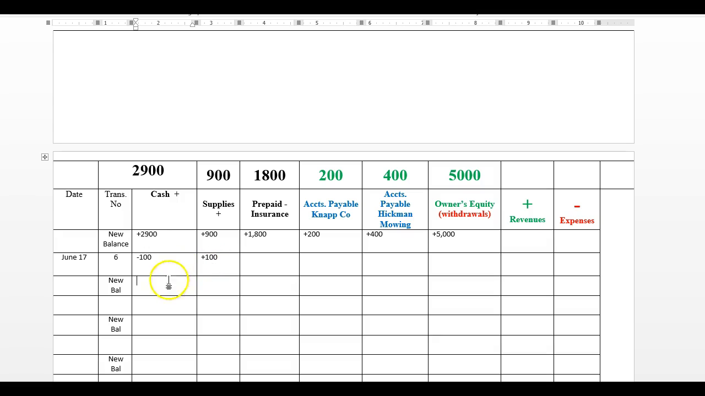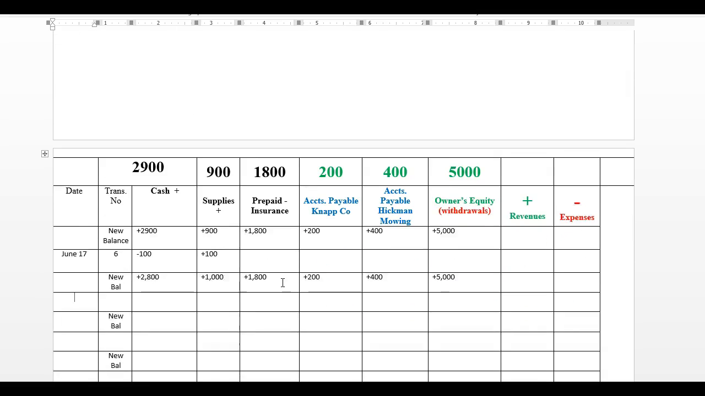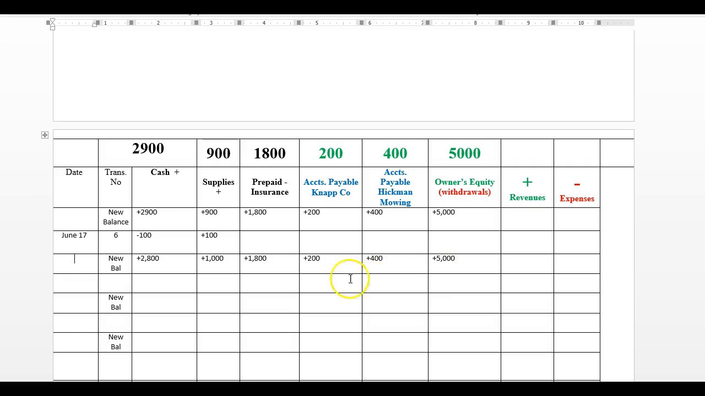Now, let's again do a new balance. 2,900 minus 100 is 2,800. Now we have $1,000 worth of supplies. We still have the 1,800 insurance. See, there's nothing to add there. We still owe Knapp. We still owe Hickman. And we still have the $5,000 in capital. So we're doing good so far. Do our assets, again, equal our liabilities plus owner's equity? 2,800 in cash. What amount did you come up with here? What did you get for your balance? Does it balance? Hopefully you came up with this number, 5,600.